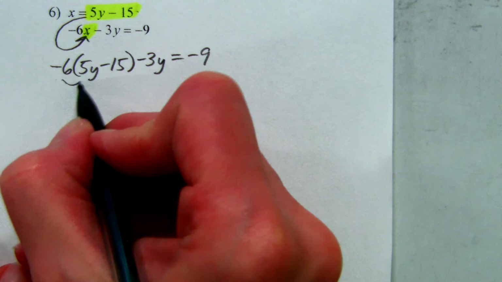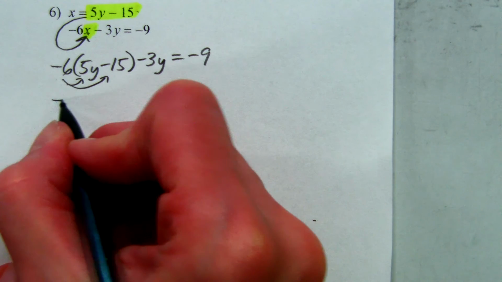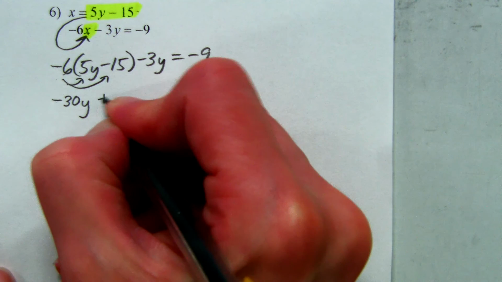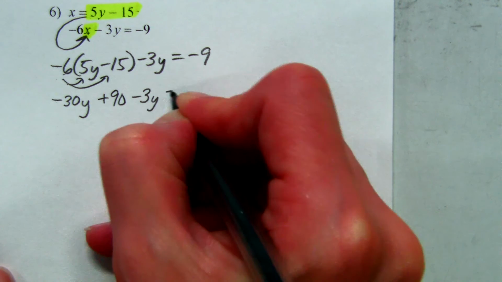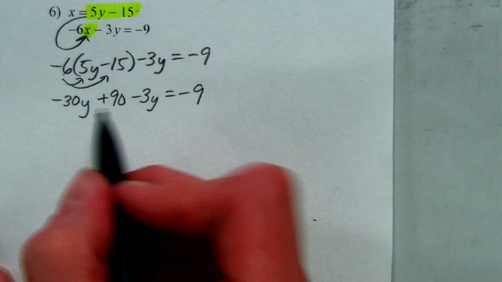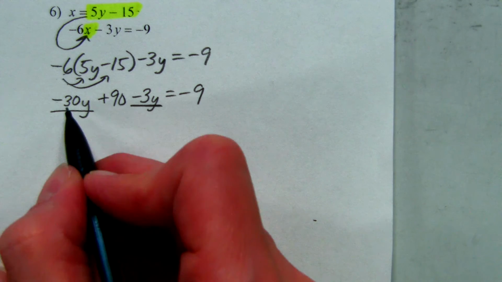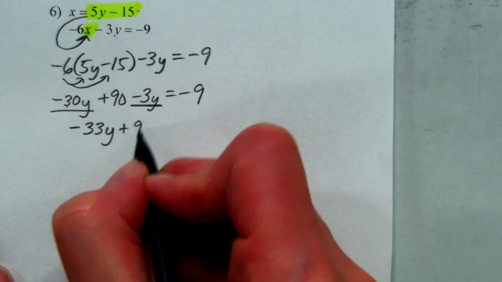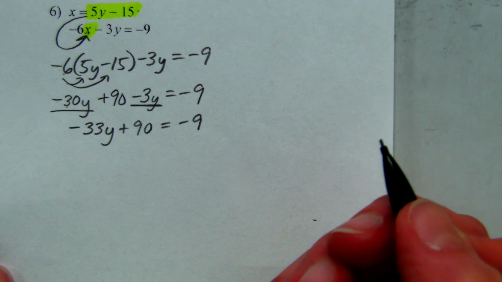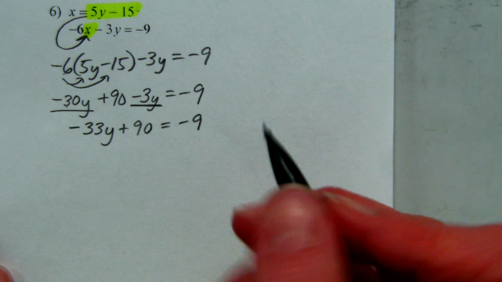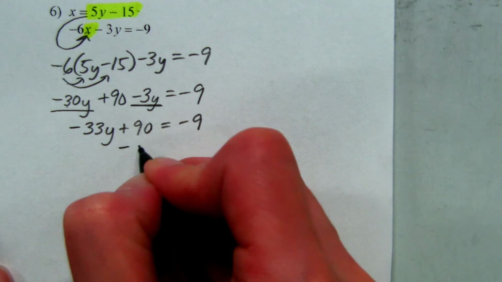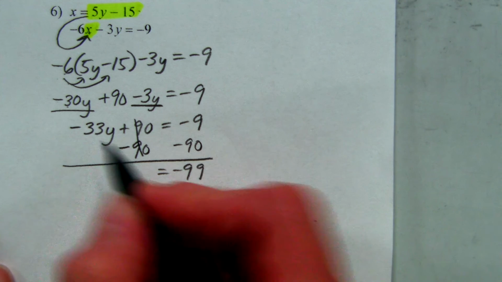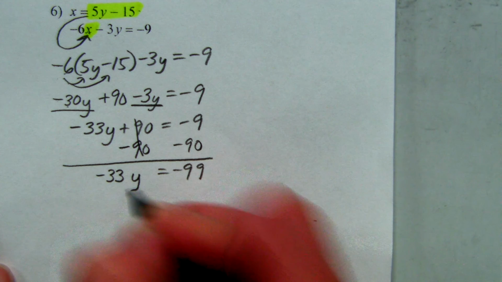All right, so we solve. We'll distribute first. -6 times 5 is -30y. -6 times -15 is +90. Make sure you watch your signs. And then we've got some like terms on the same side of the equation. So -30 and -3 make -33y, and then I still have the +90 equals -9. We just go ahead and solve this like we've been doing for what seems like forever. So subtract 90 from both sides. That gives you -99. On this side we'll have -33y.